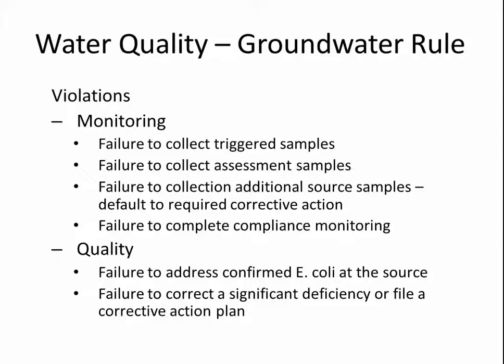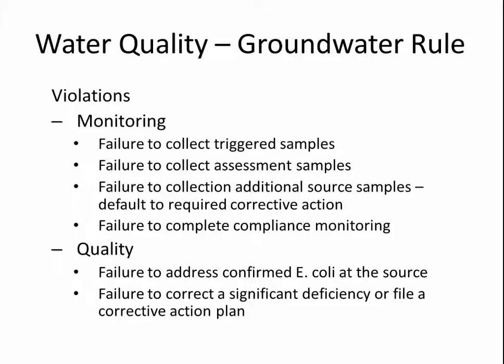violations. There's 2 types of violations with the groundwater rule, just like the total coliform rule, and those are failure to monitor and quality violations. So the monitoring violations is if you fail to collect your triggered samples at the source or your assessment samples, which are also at the source, and then failure to collect any additional source samples or default to required corrective action, and then failure to complete compliance monitoring. So those are just failure to basically take samples when we ask you to.